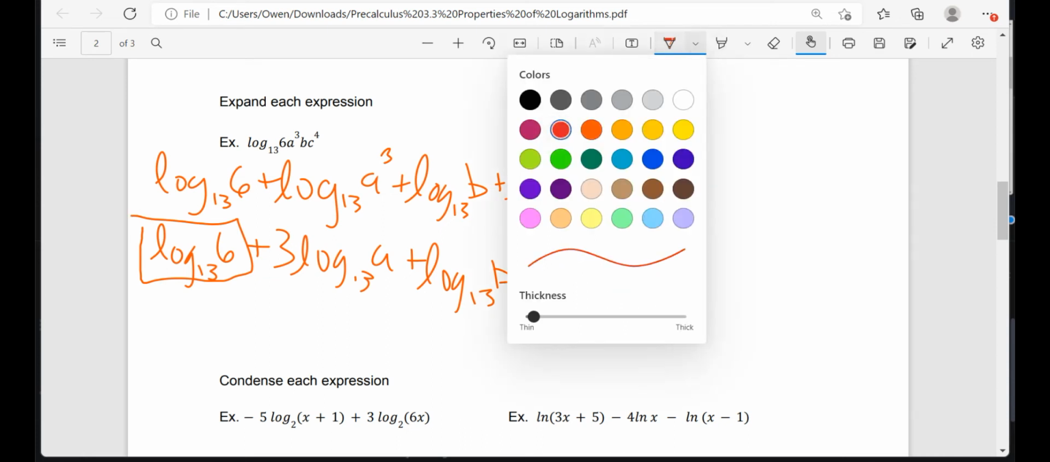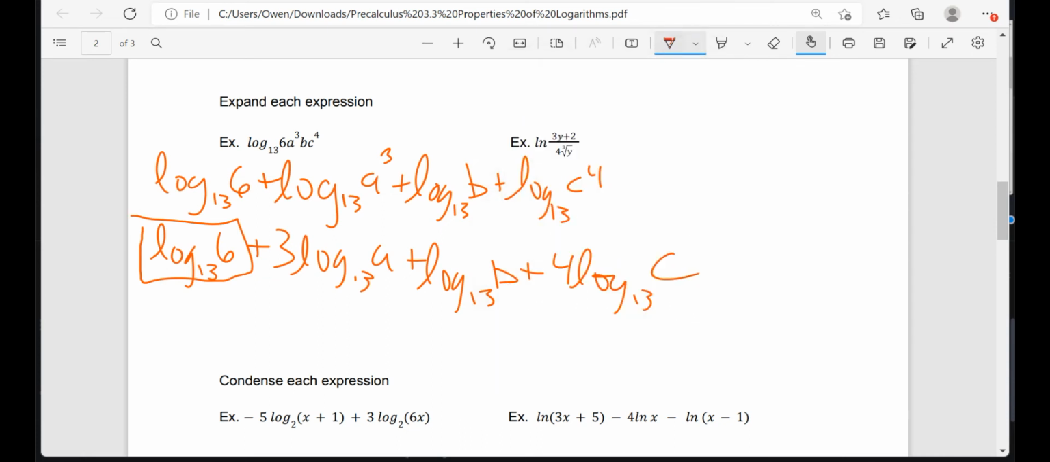So let's use a different color to kind of tell the two apart. For the next one, we have ln of 3y plus 2 all over 4 times the third root of y. So a couple things with this one, I'm kind of trying to trick you a little bit. First we see division, right? So anytime we see division, let's separate them. Put parentheses around the 3y plus 2, minus ln of 4 third root of y.